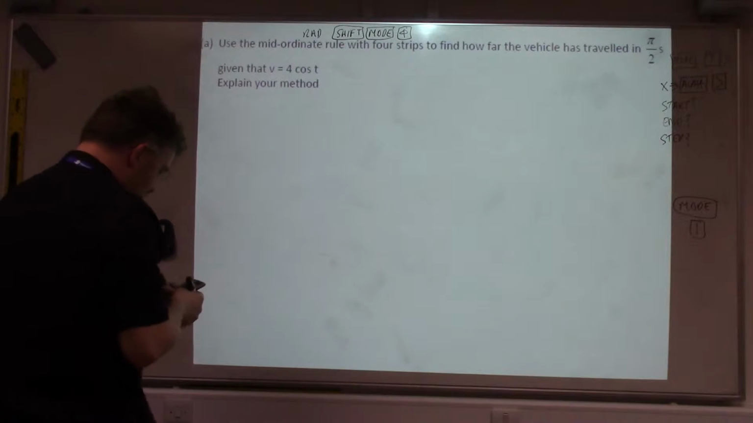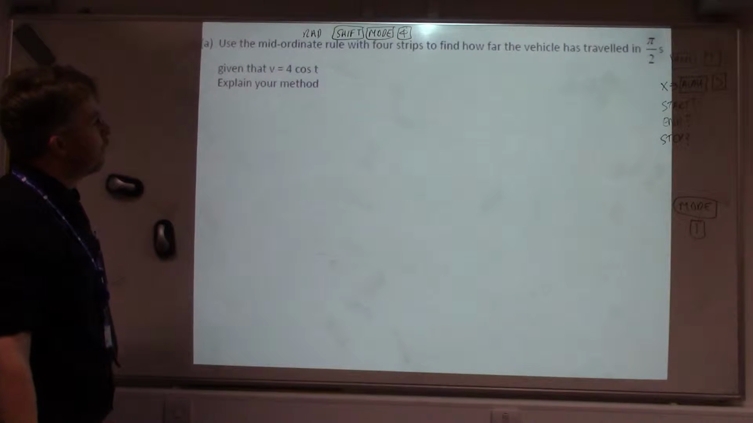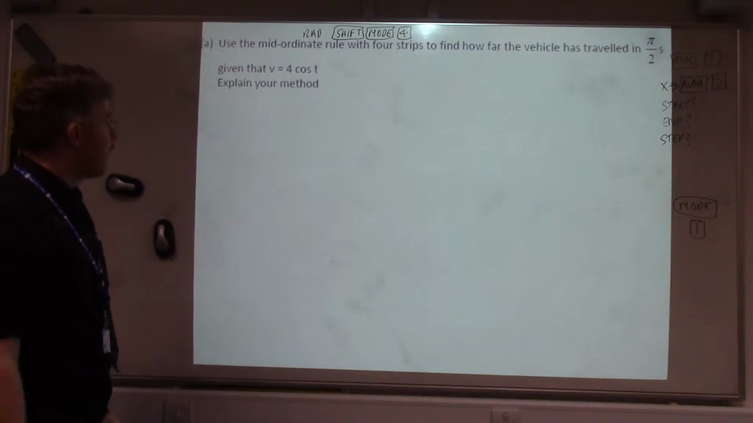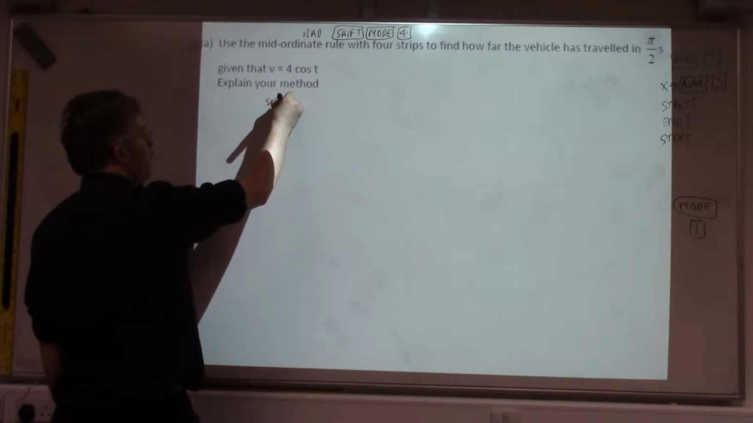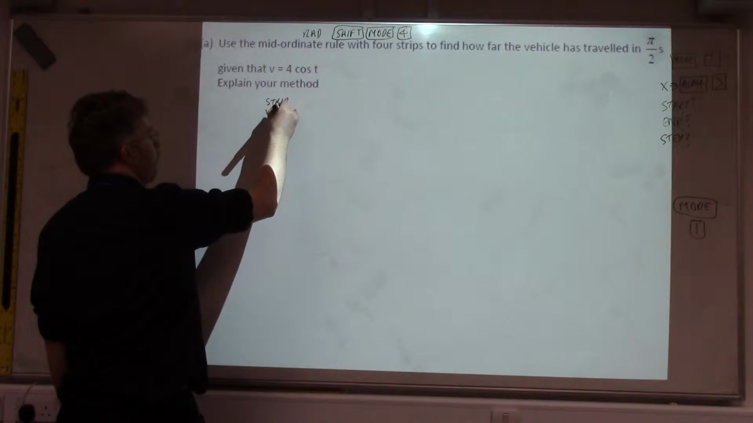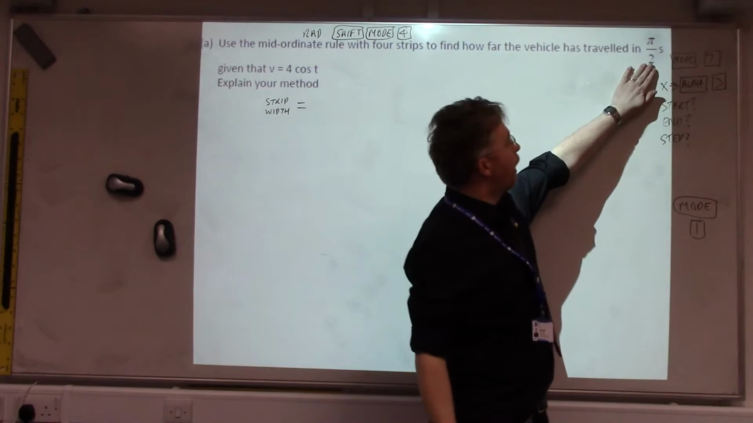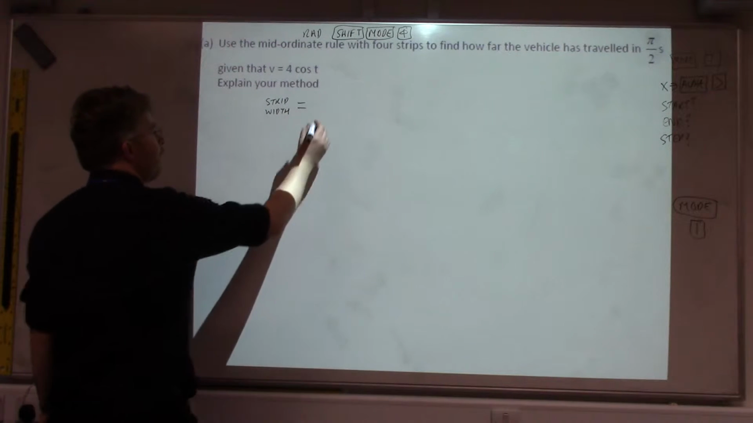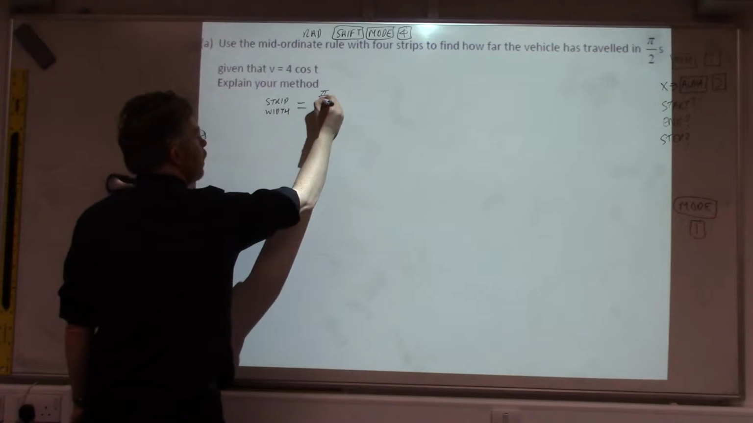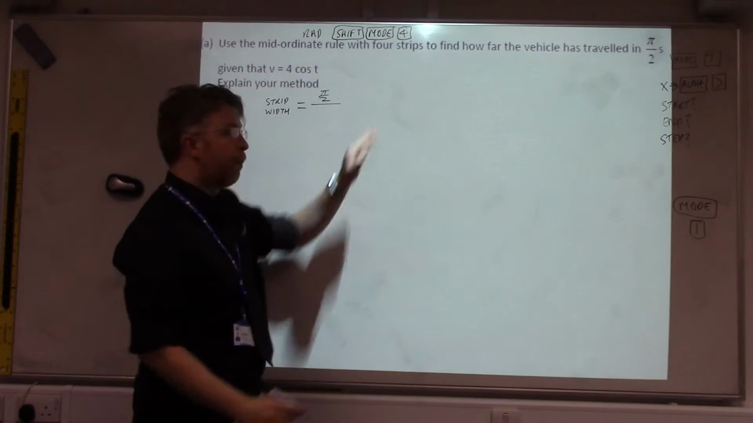So let's do that now. Oh, mine's already in radians. Right, so again, just like last section, first of all we need to find the strip width. And so the strip width is how long in time, which is pi over 2, divided by how many strips we want, which is 4.